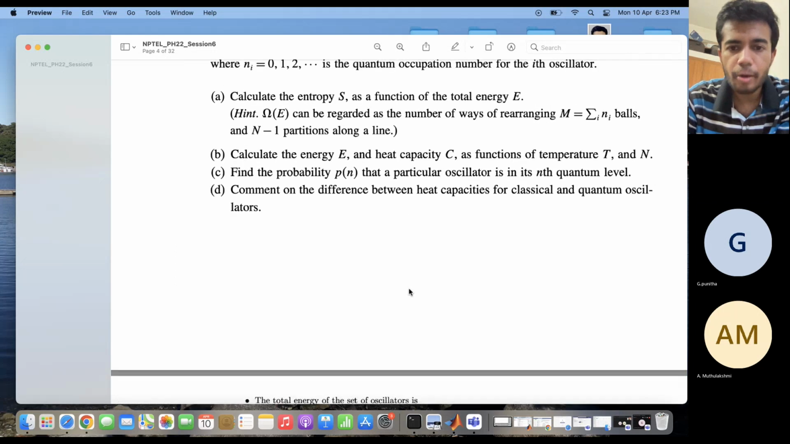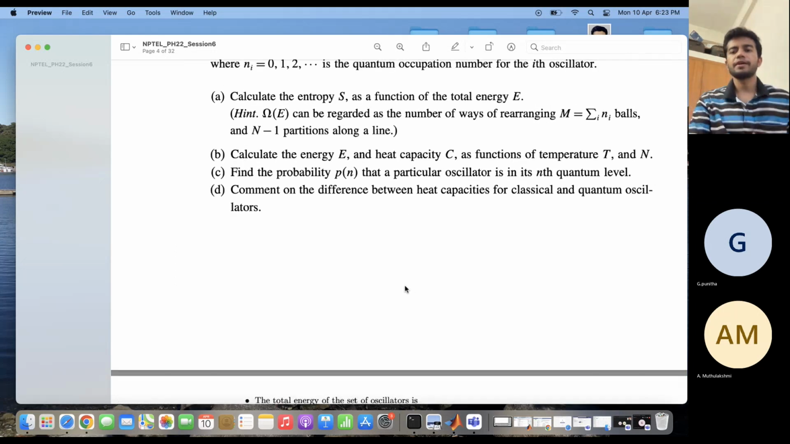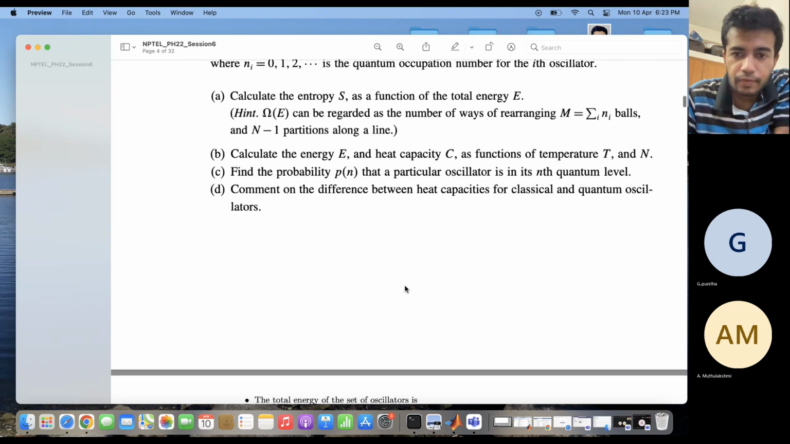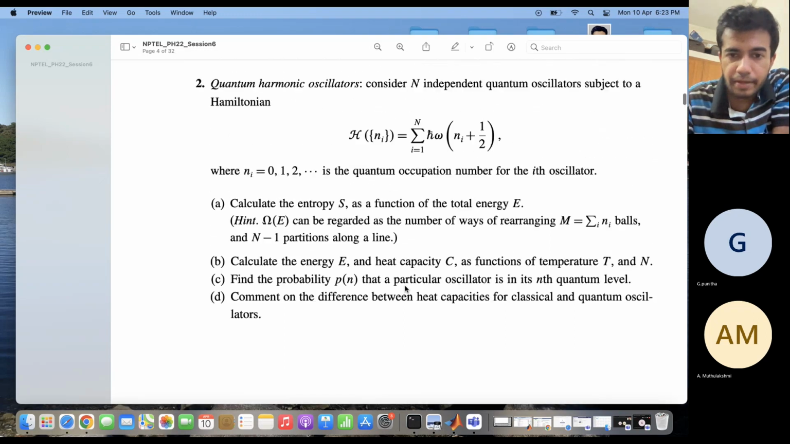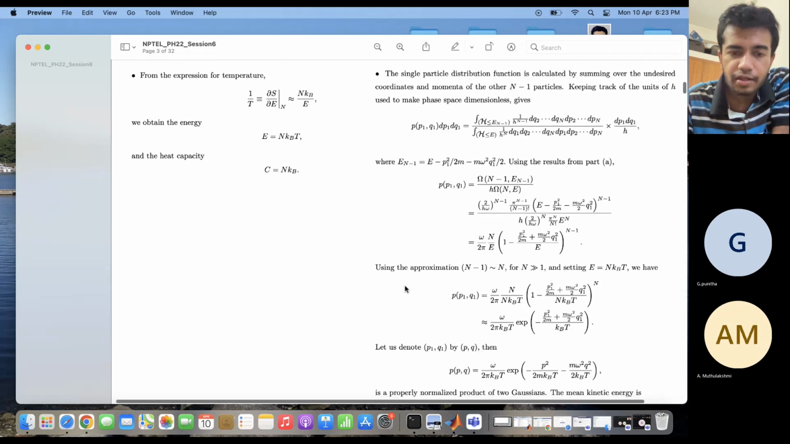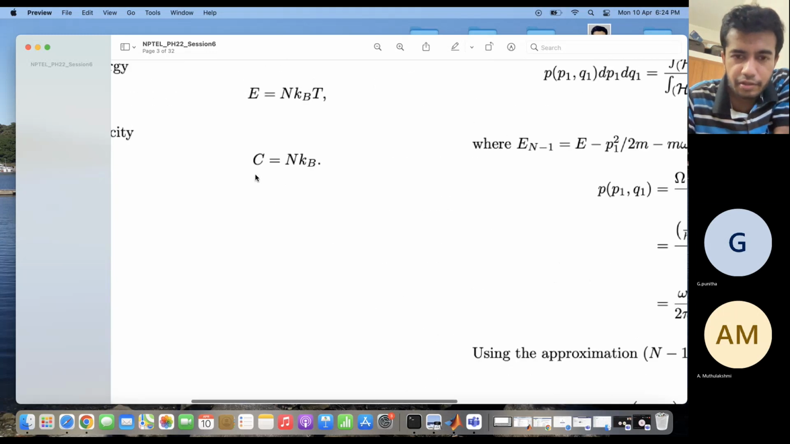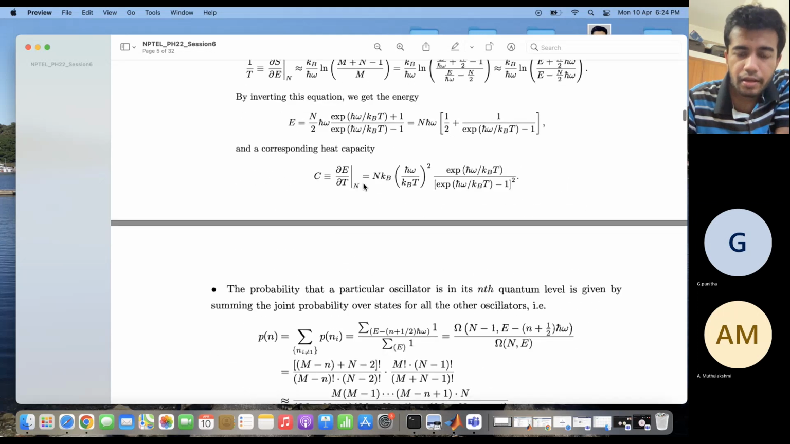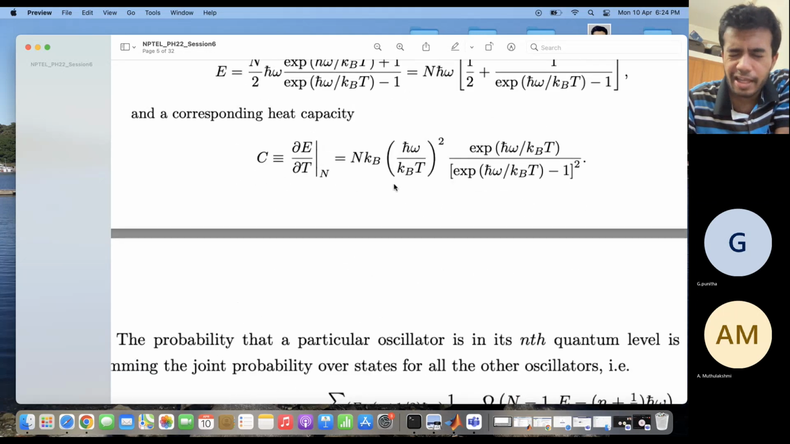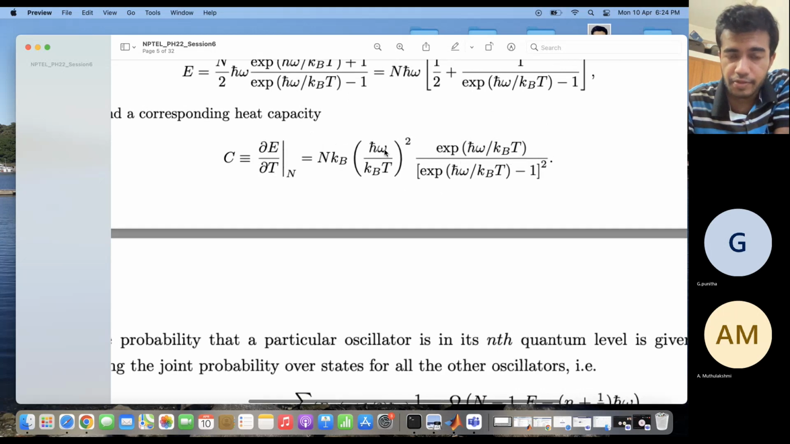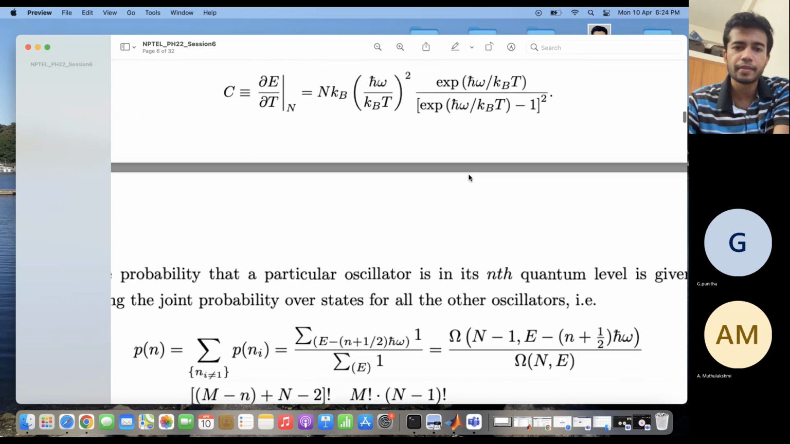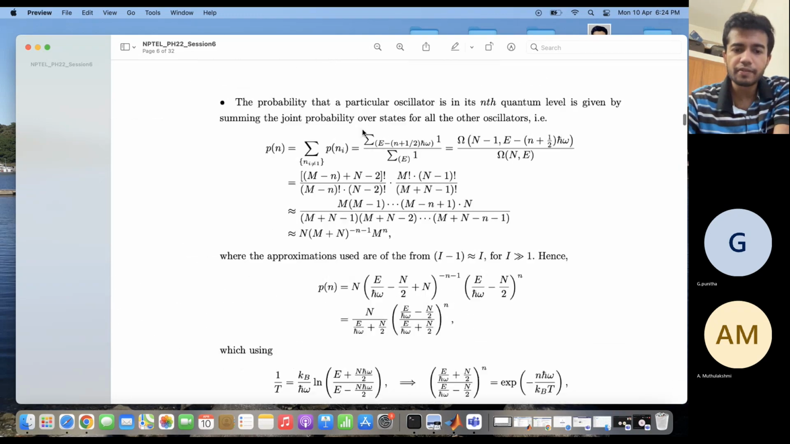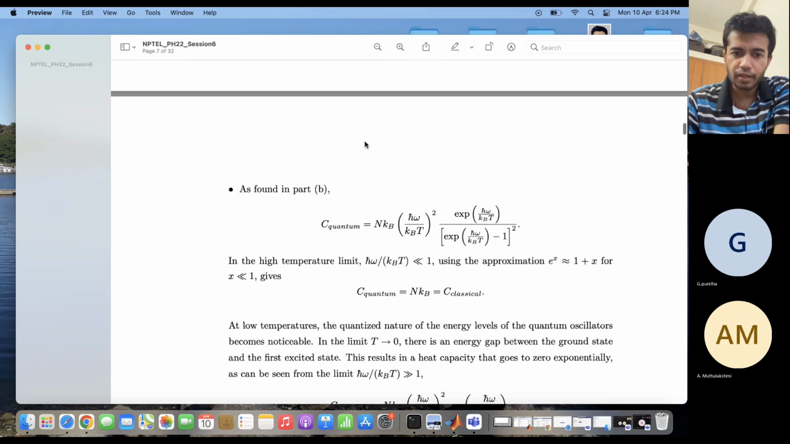Now the next question is: comment on the difference between the heat capacities for the classical and quantum oscillators. So previously, what was the heat capacity which we had obtained for the classical oscillator? It was n kb, right? Now, if I do del E by del T, then the heat capacity which I obtain is n kb multiplied by this quantity, H cross omega by kBT whole square, into e to the power this thing by e to the power this thing, whole square. So this is the heat capacity of the quantum oscillator.